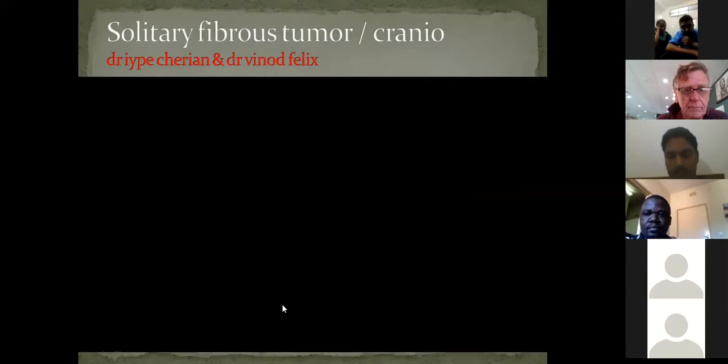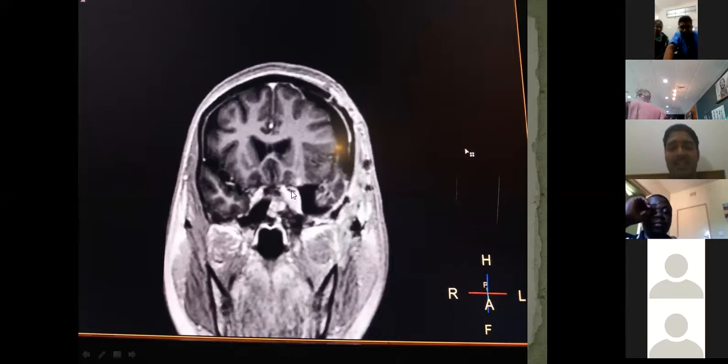So this is another interesting case. This actually is a case of meningioma. This is a meningioma within the petrous apex.